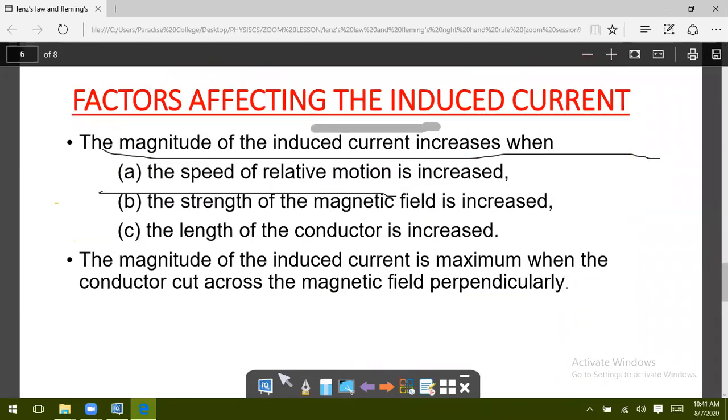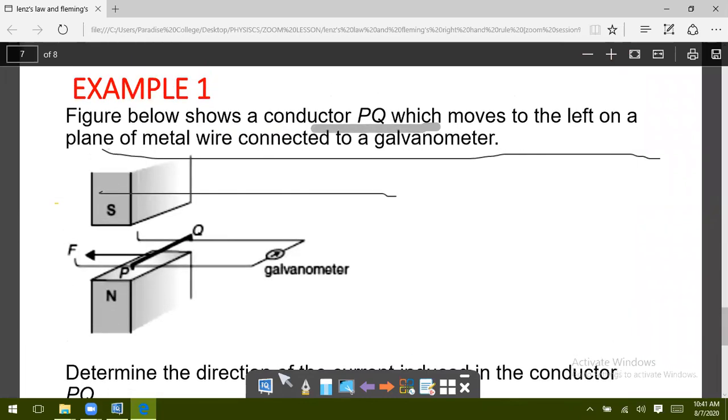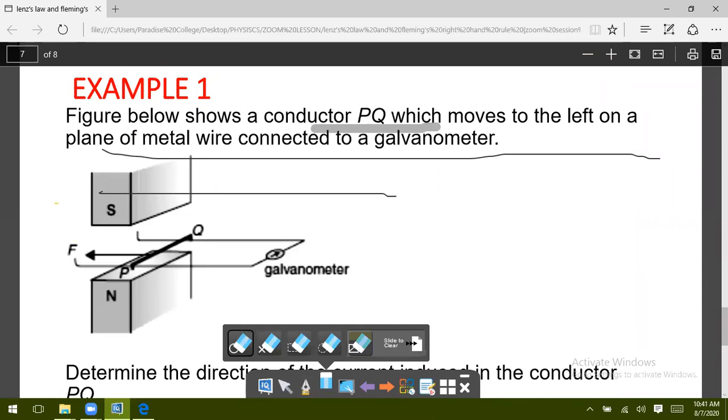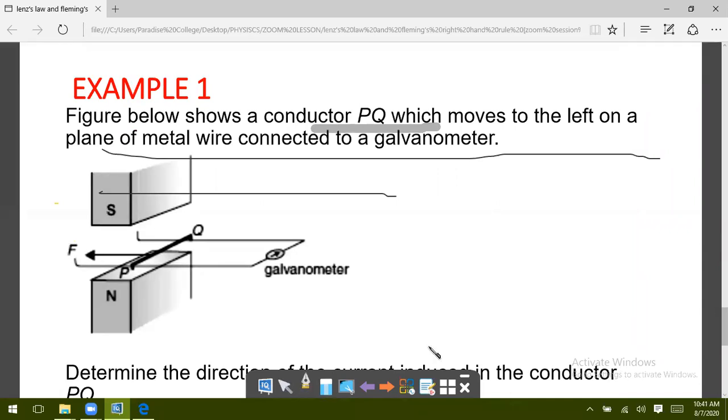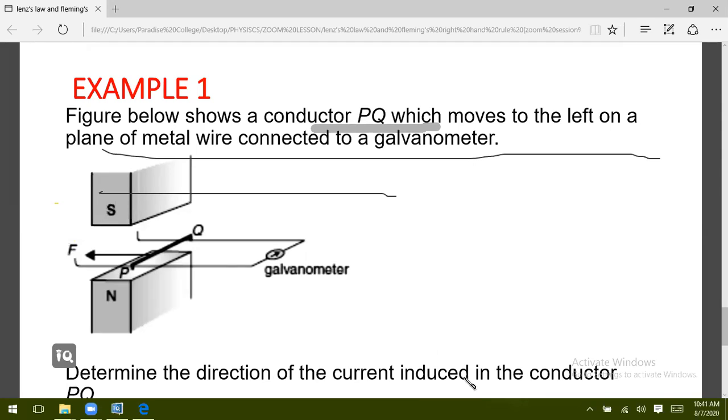Take a look at this example here. The example reads: the figure shows a conductor PQ, which moves to the left on a plane of metal wire connected to a galvanometer. So it is moving to the left. This is the direction in which it is moving.